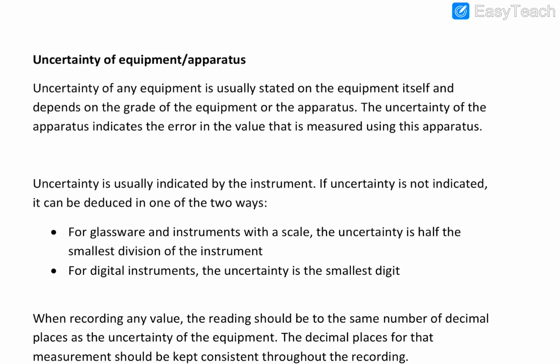The uncertainty of equipment is sometimes stated on the equipment itself, and sometimes it's not stated, so you will have to deduce it. The uncertainty indicates the error in that value. So let me just show you.